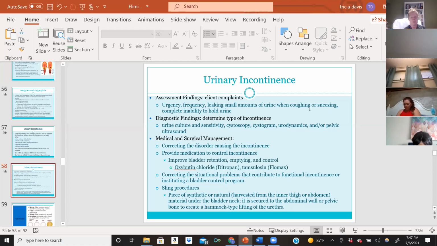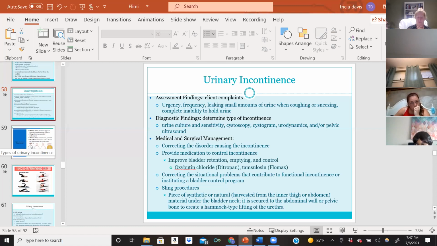We can also do something called a sling procedure. So this is where they go in with a piece of synthetic or natural material. It goes under the bladder neck, and then they secure it to the abdominal wall or the pelvic bone, and it kind of creates like a hammock, and the bladder sits in there, and it lifts up the bladder and the urethra. So that they don't have issues of incontinence. That's a pretty popular procedure.